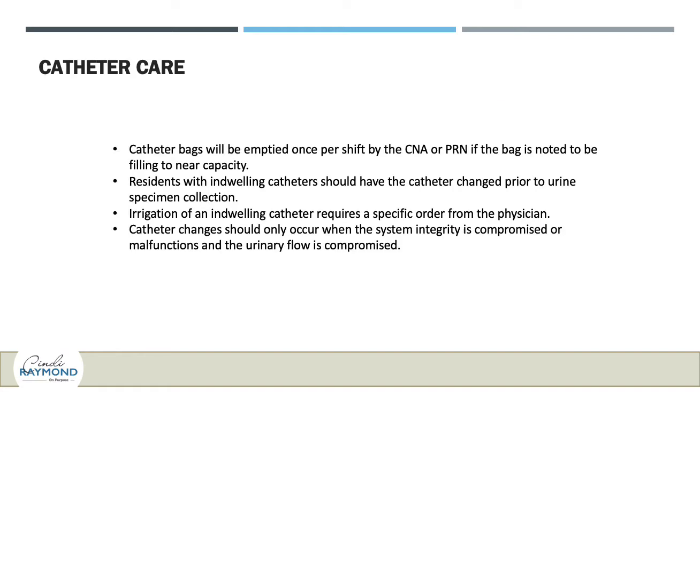For catheter care, we always want to make sure that the catheter bags are emptied at least once a shift, or if you're noting them to be full throughout your shift, you need to empty them again. Residents with indwelling catheters should have the catheter bag changed prior to collecting a urine specimen, and we should only be irrigating a urine catheter with a specific order from a physician. Catheter changes should only occur when the system is compromised or malfunctioned. So if the urine is not draining properly or if it's leaking, that is when we should be changing the catheter.